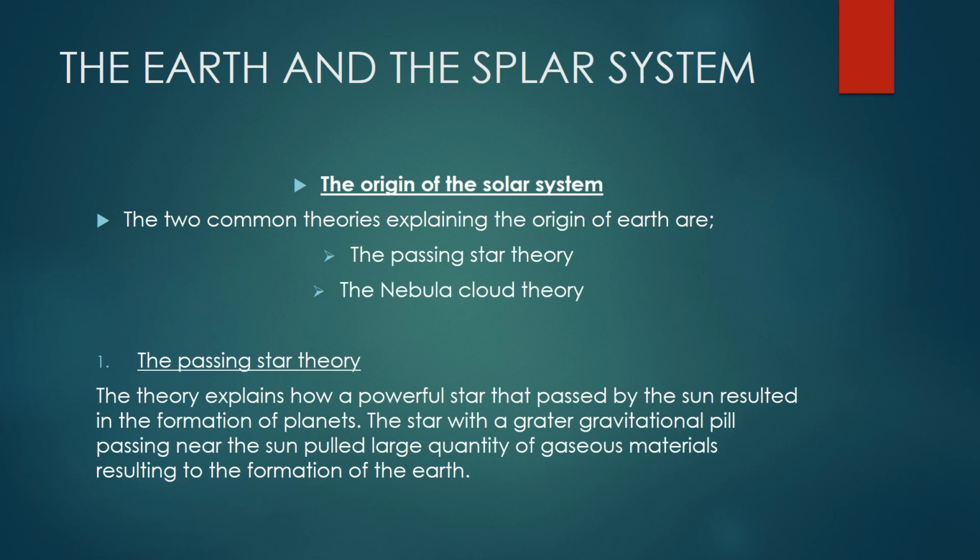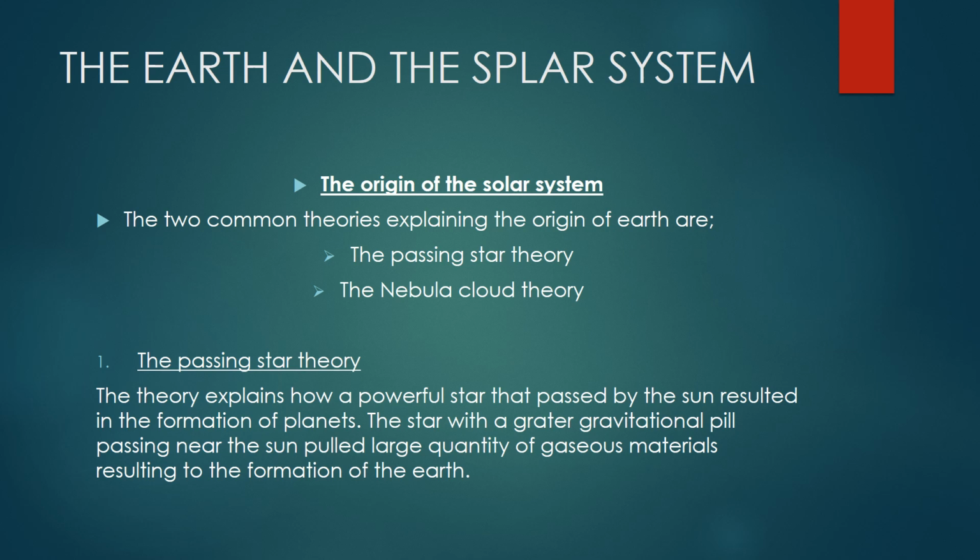In this topic, the Earth and the solar system, we're going to look at the origin of the solar system. There are two common theories explaining the origin of the Earth, and these are the passing star theory and the nebula cloud theory. First of all, let us look at the passing star theory. This theory explains how a powerful star that passed by the Sun resulted in the formation of the planets.